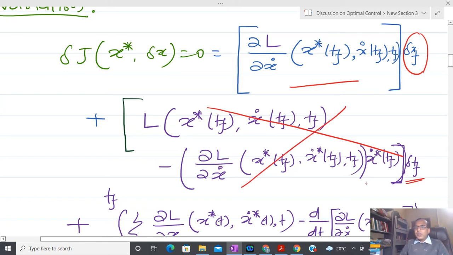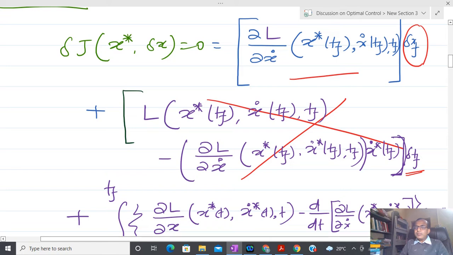Now I have two terms that come into the picture, one variation with respect to x, one variation with respect to xf. So now could you please guess what is the condition such that the extremal comes into the picture? Anyone? Subham, could you please guess? Subham, are you here? Yes, sir. Could you please guess what the condition for the extremal is?